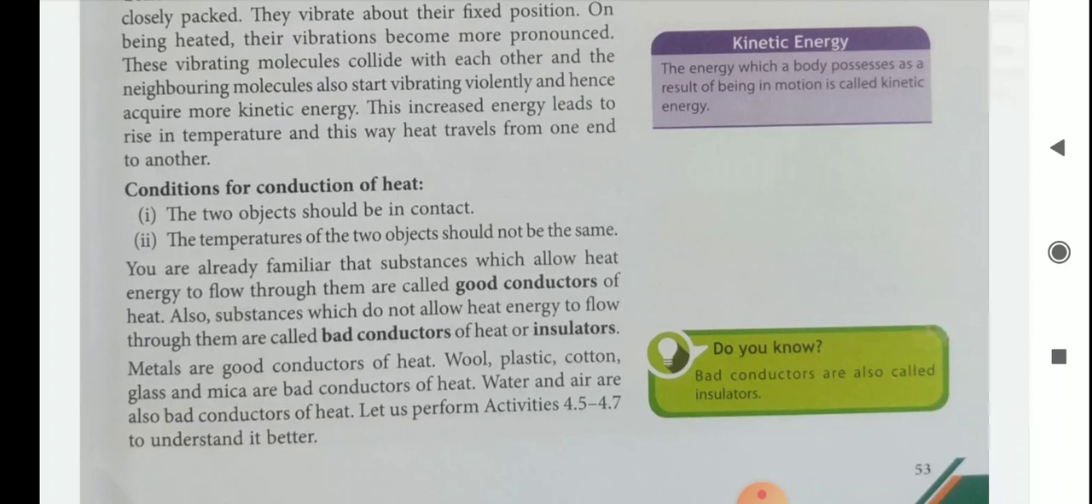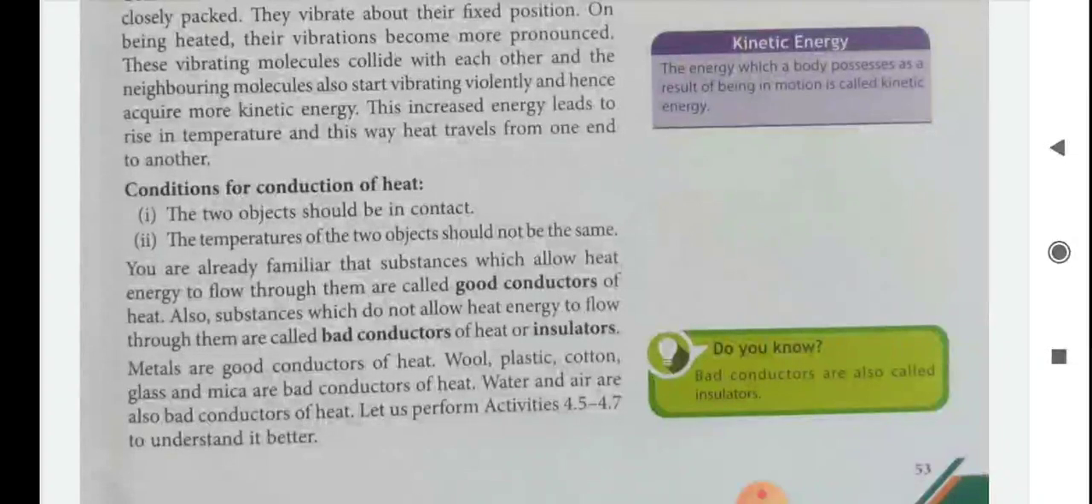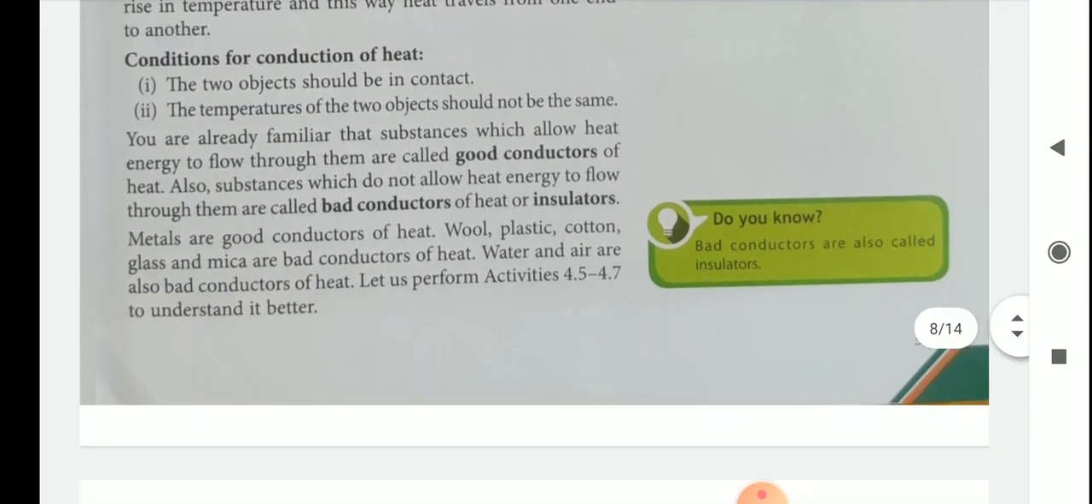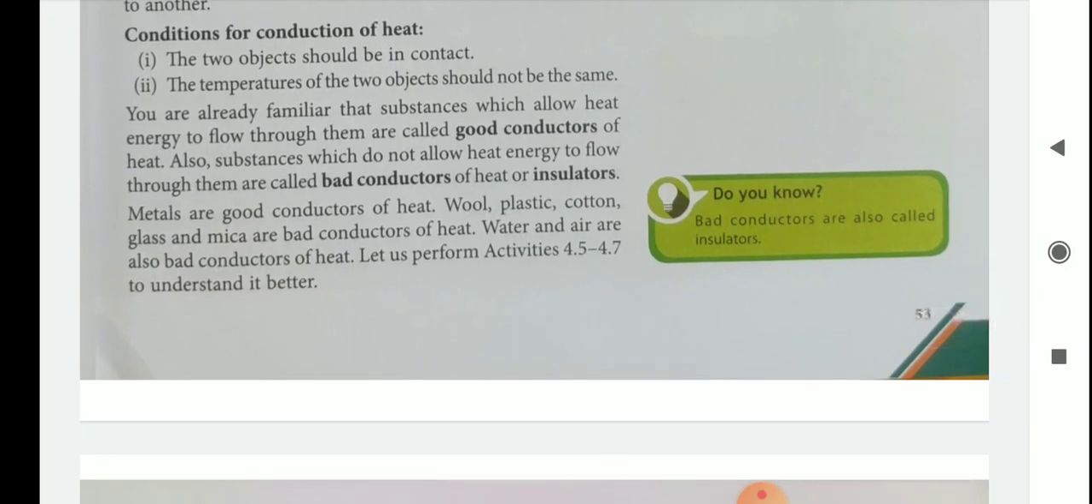So children, you know good conductors and bad conductors. Materials that allow heat energy to flow through them easily are called good conductors, but materials that do not allow heat energy to flow through them are called bad conductors or insulators. For example, metals are good conductors of heat. Wool, plastic, cotton, glass and mica are bad conductors of heat. Water and air are also bad conductors of heat.